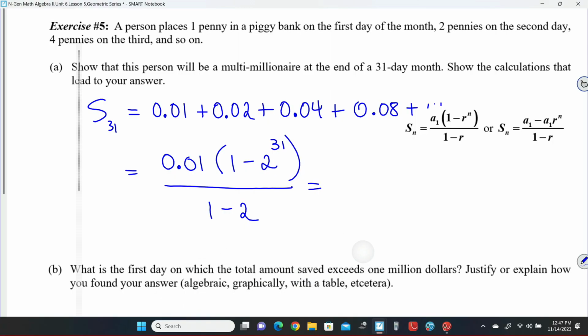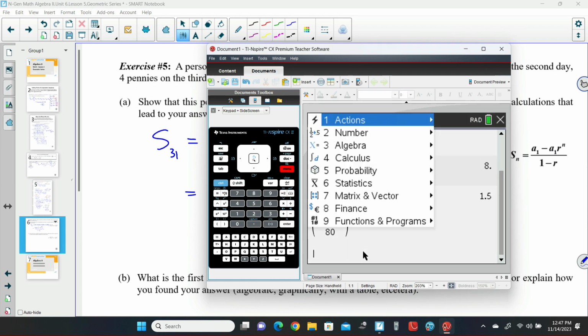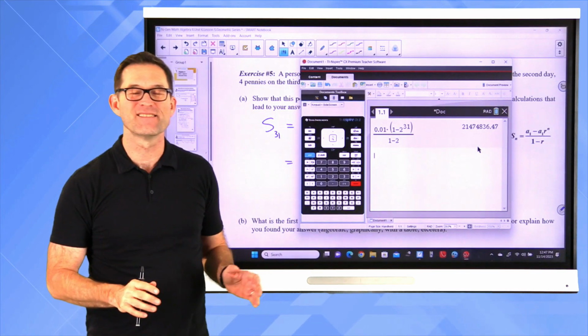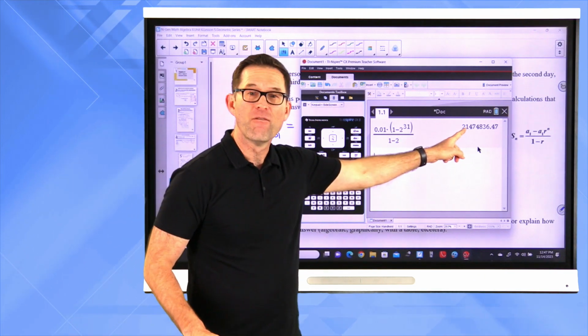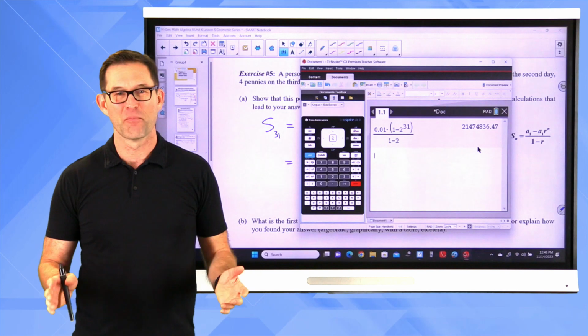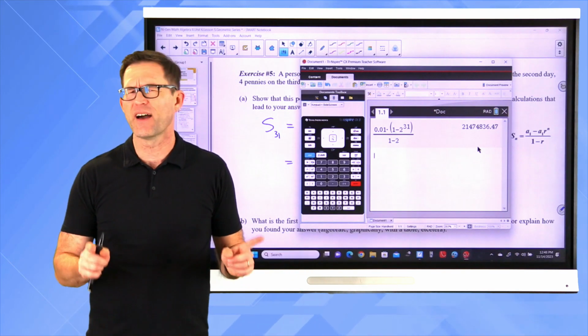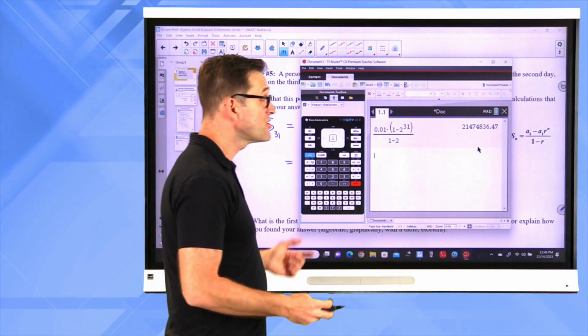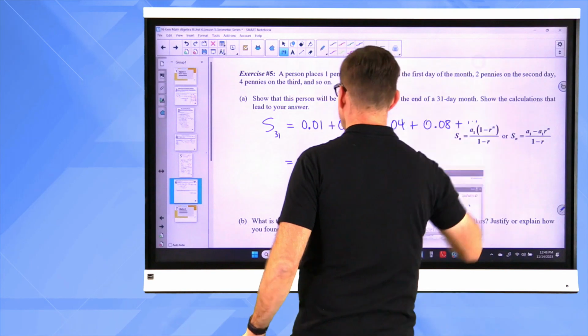So let's actually break out the calculator. Let's put this thing in, because I always get a kick out of this. I'm just going to really quickly do menu, action, clear history. So we've got $0.01 times 1 minus our common ratio raised to how many terms there are. There are 31 terms, divided by 1 minus 2. And after 31 days, we have 21,474,836.47 in our piggy bank, which quite frankly, I'm betting we can't actually fit that much money in a piggy bank, but let's just pretend this is an infinitely large piggy bank. That's a huge quantity of money, and definitely the person's a multimillionaire.